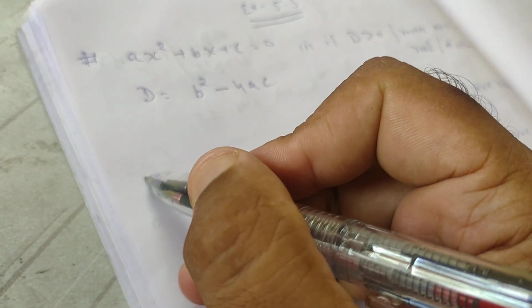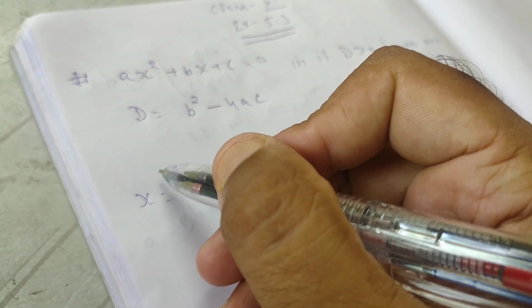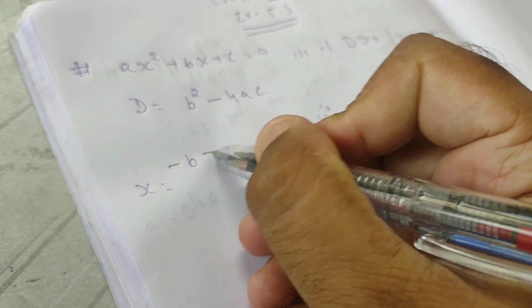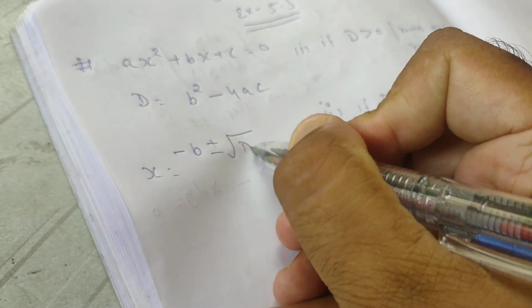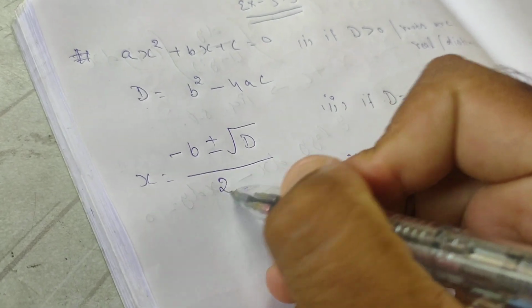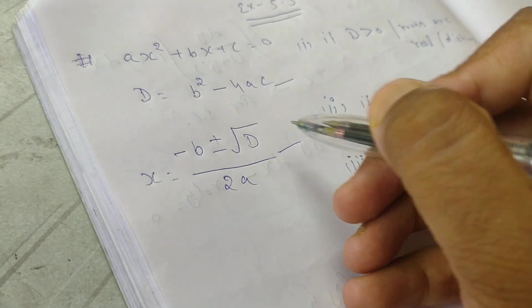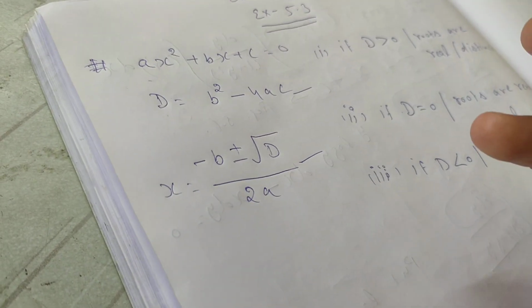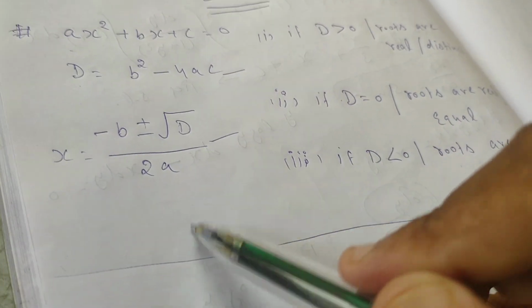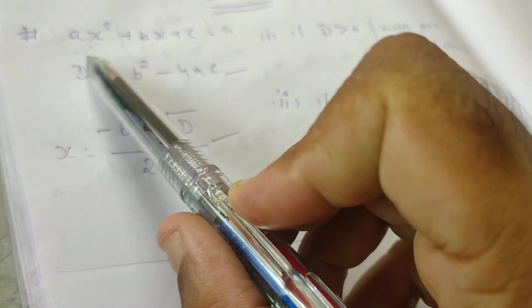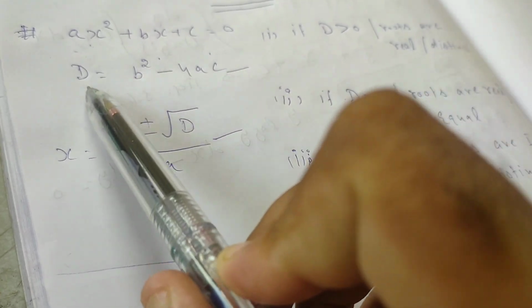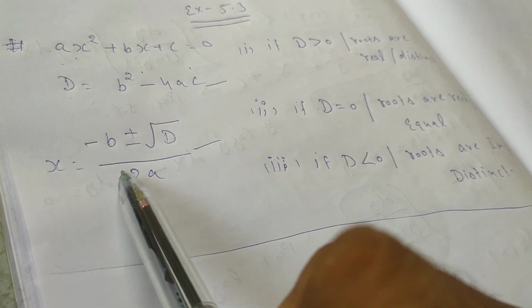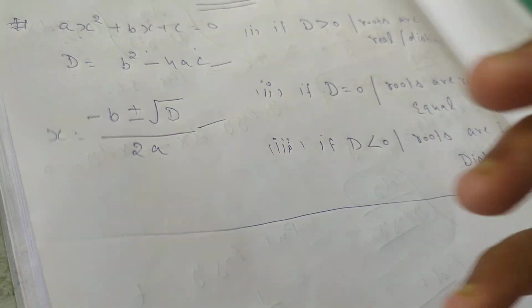Beta, we have another formula for that. Find the value of x. X is equal to minus b plus minus under root of d divided by 2a. Just use these two formulas and we get the value of x. In every question, compare the equation with this, find the value of a, b and c, get the value of d and put it in this formula. Simply we get the value of x.